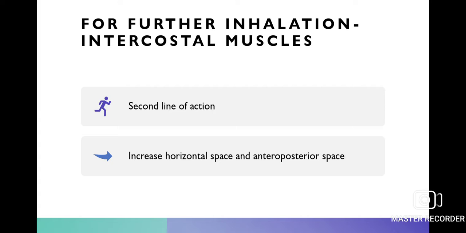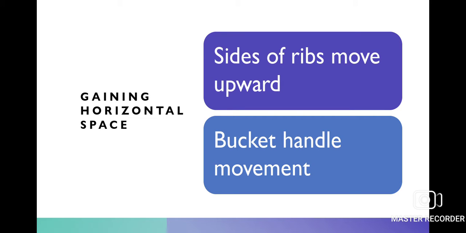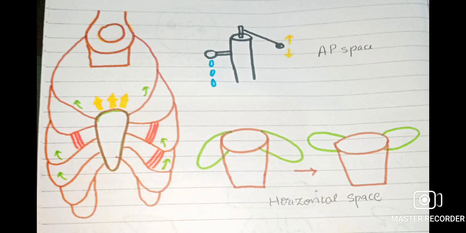There is a second line of action, further muscles which help for inspiration. These are the intercostal muscles. They increase the horizontal space and the anterior-posterior space. How is the horizontal space of the chest cavity gained? It is gained when the sides of the ribs move upward, and this movement is termed bucket handle movement.